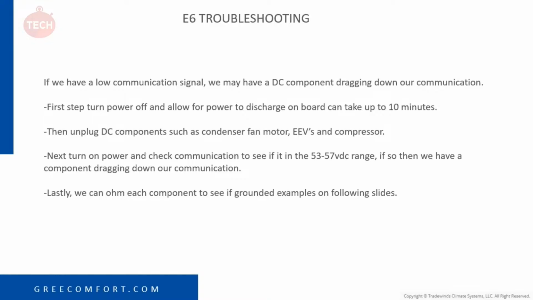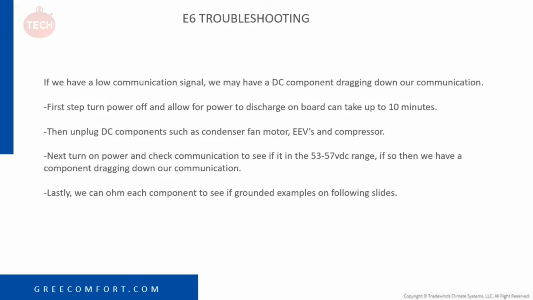So if we have a low communication signal, we may have a DC component dragging down our communication. So the first step we would want to do, if we do have a low communication signal, say we have 38 volts DC, is turn power off and allow that board to discharge, about 10 minutes. Then we want to unplug the DC components, such as your condenser fan motor, your EEV, and compressor. Next, we want to turn on power and check communication to see if DC voltage is somewhere between 53 to 57 volts DC. I'd actually say 54 to 56 is more ideal, but with 53 to 57, we're in that range. And then we know, hey, we've got something dragging down our communication, what is it?